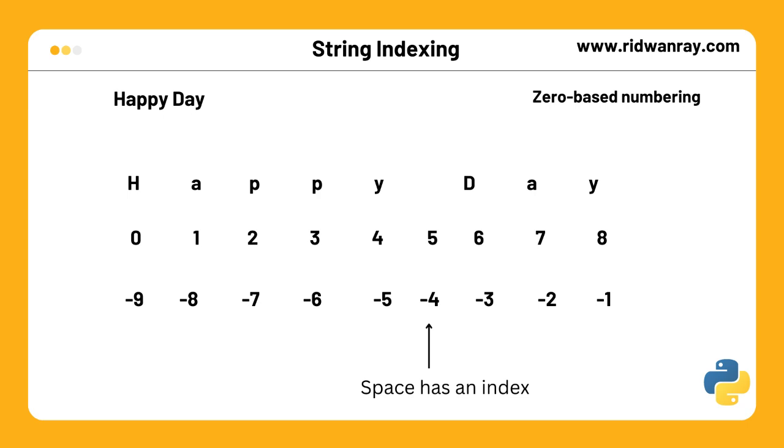For instance, let's consider the string happy day. Each character or element within the string has a specific position, known as an index. In this case, the position of the letter H is 0, indicating that it is the first character in the string. As we move through the string, the subsequent characters have incremental index values. The last character in any string has an index of -1. This means the character before the last one has -2, and so on.